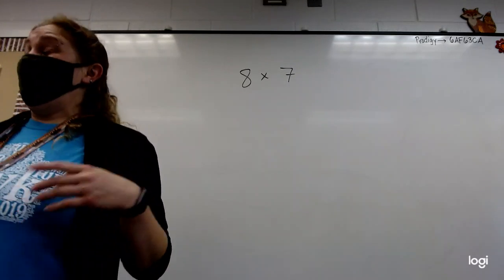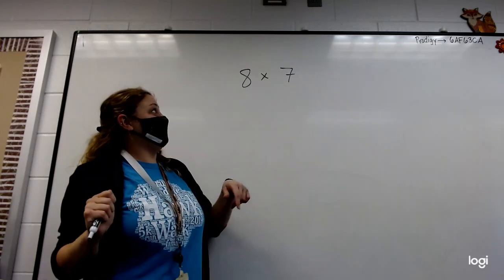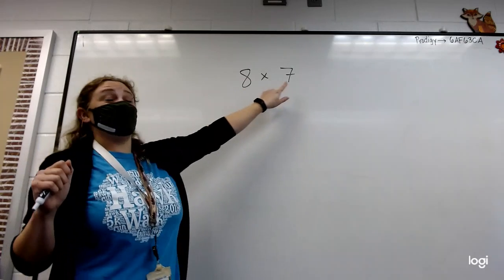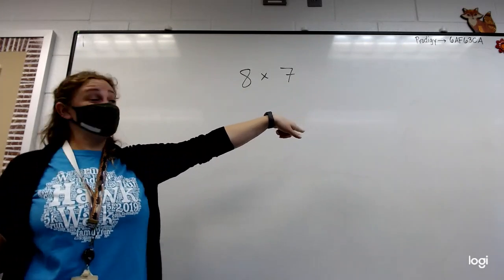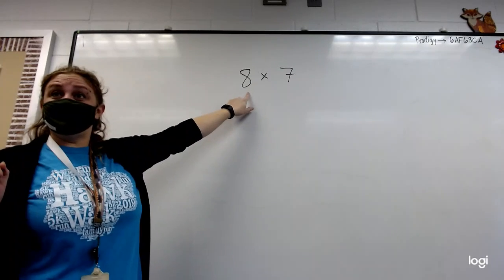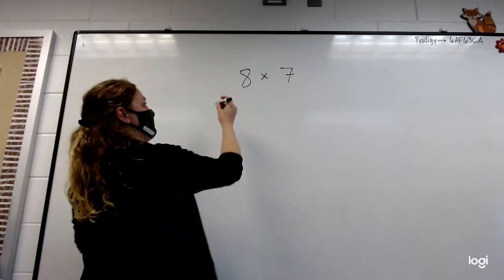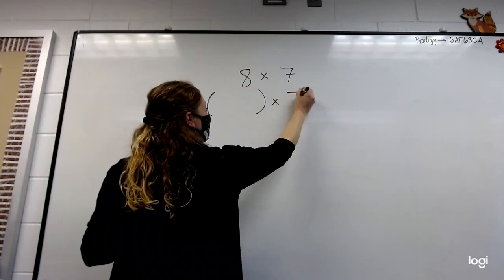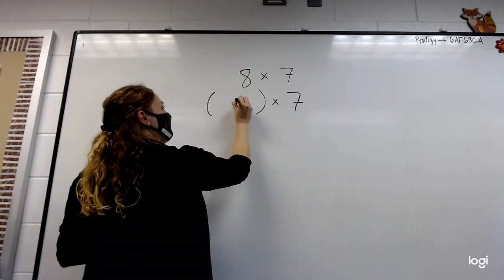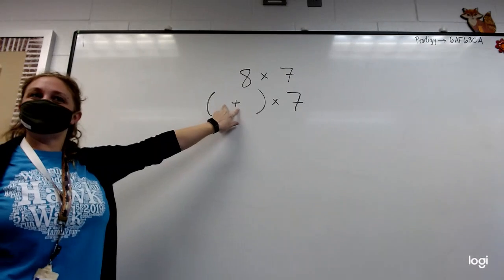All right, now what I do when I think about this, I think, which of these do I know my math facts for better? And for me, it's always 7s. I know my 7s. So let's break our 8 down into 2 different numbers. So we know we'll need parentheses. And we can go ahead and bring down the times 7. What 2 numbers can we add together to make an 8?